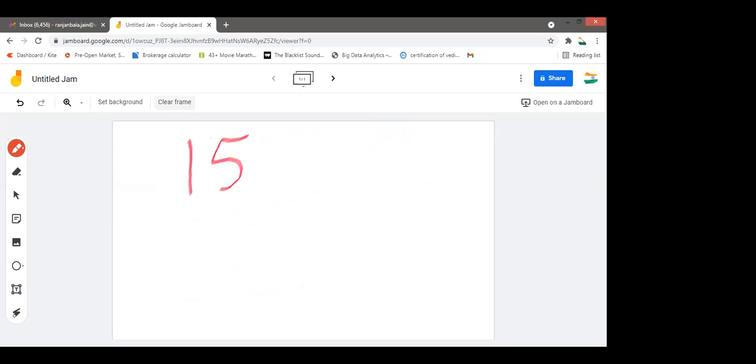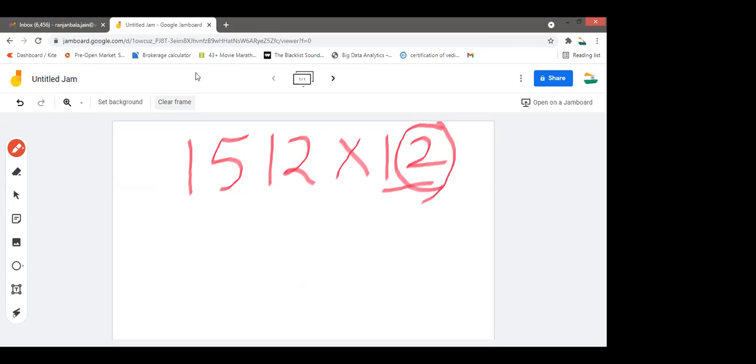1512, right? Multiply by 12. So forget 12, remember 2 only. Put zeros on both the sides. Now start from the left hand side. Multiply each digit by 2. So 2 zeros are 0 plus 1, 1. 2 ones are 2 plus 5, 7.